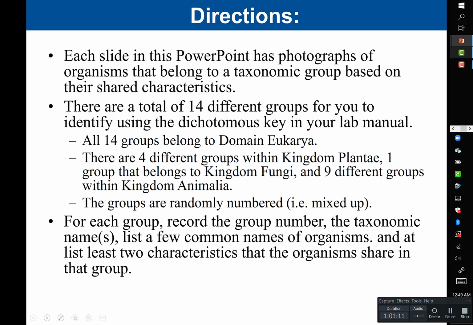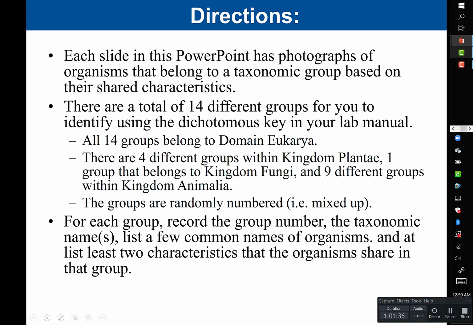A hint: there are 4 different groups within Kingdom Plantae. So there are 4 groups of plants, 1 group that belongs to Kingdom Fungi, and 9 different groups within Kingdom Animalia. The groups are randomly numbered, meaning they're mixed up, so they're not in order of the first 4 plants, nothing like that. They're all randomized.